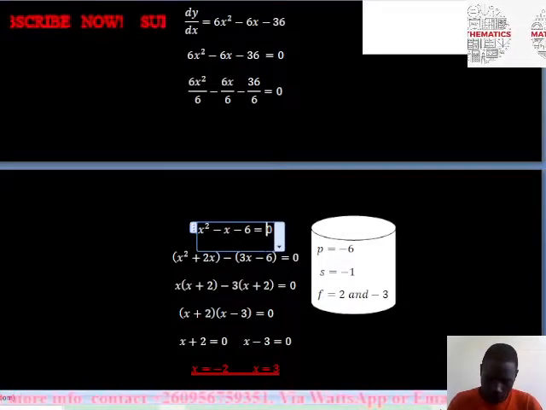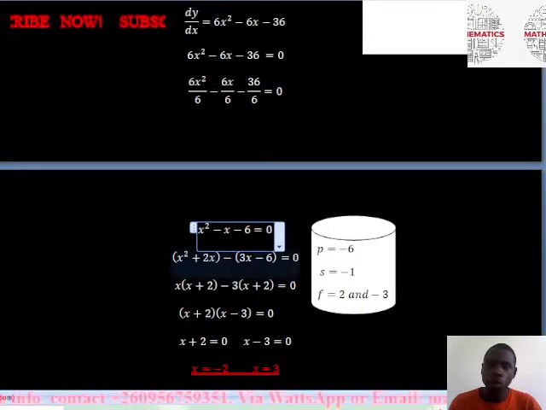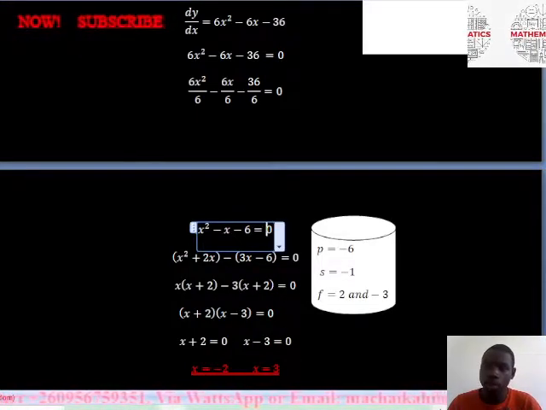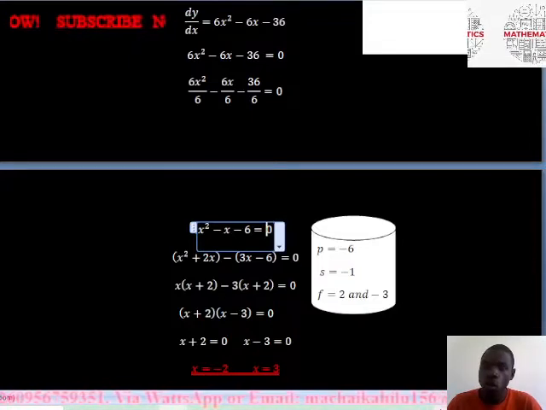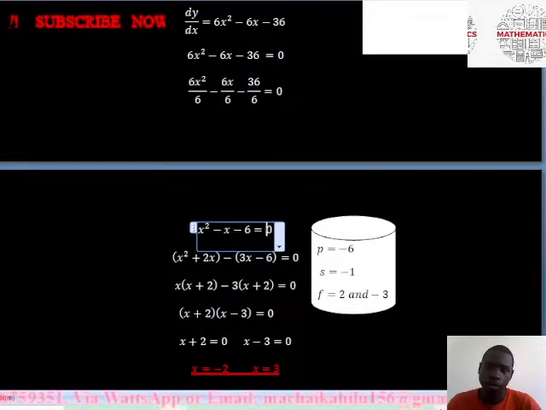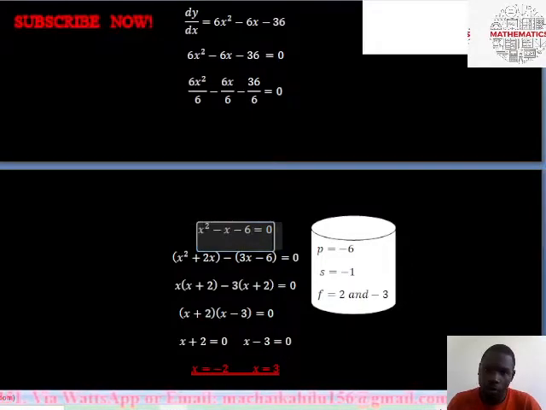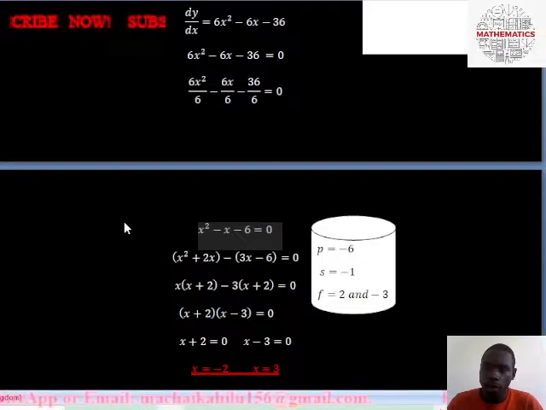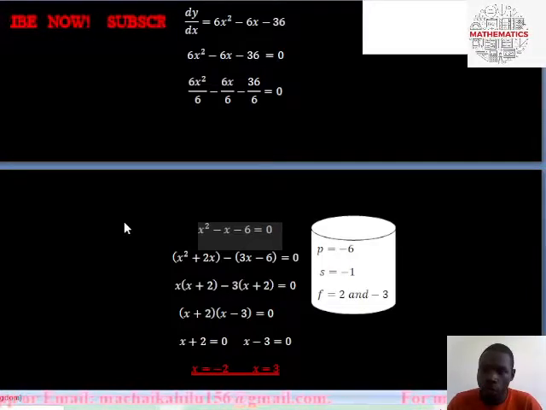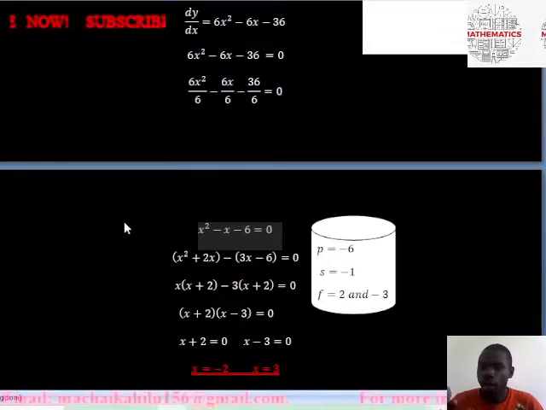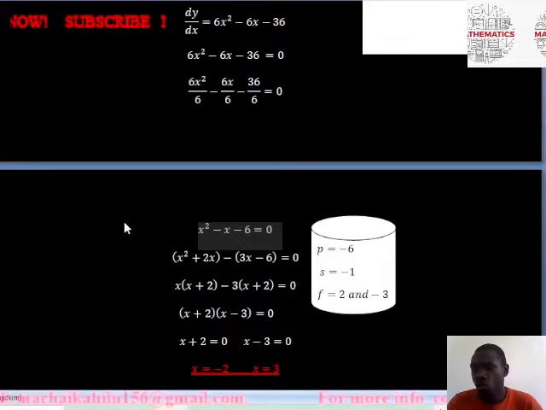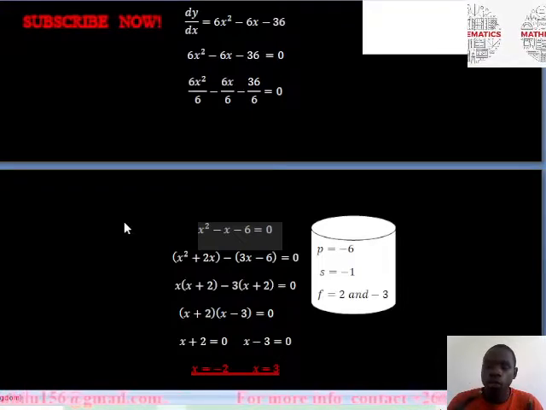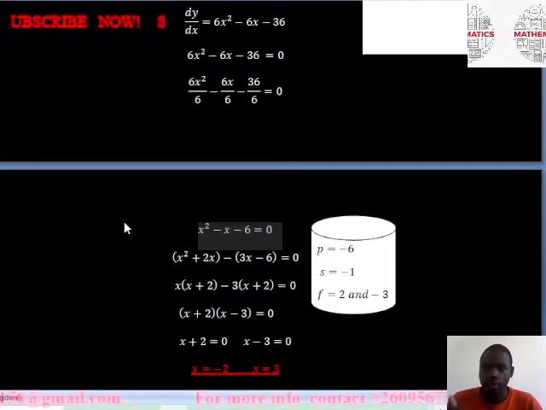So now once I have this, remember that here you can use either the factorization method, the completing the square method, or the quadratic formula method. When you reach this stage, you can use any of them. For me, I'm using the factorization method. When you decide to use factorization, you need to find the sum, product, and the factors.